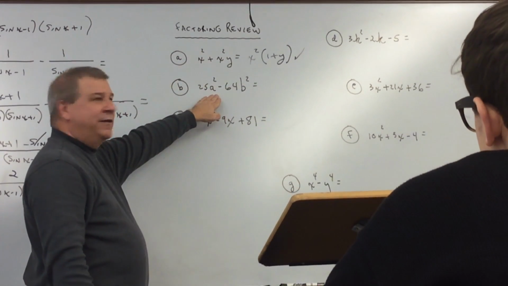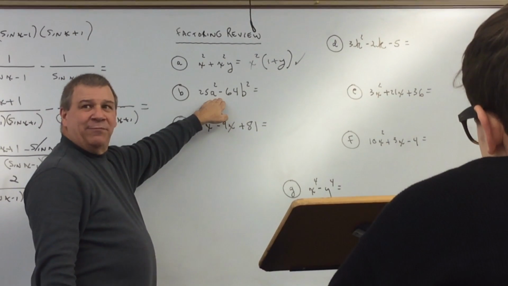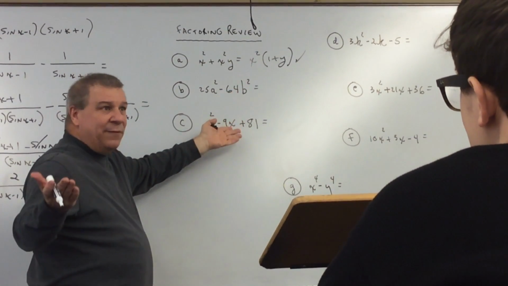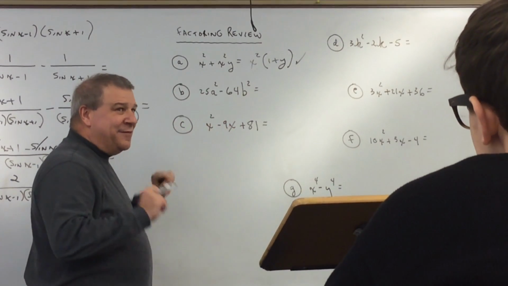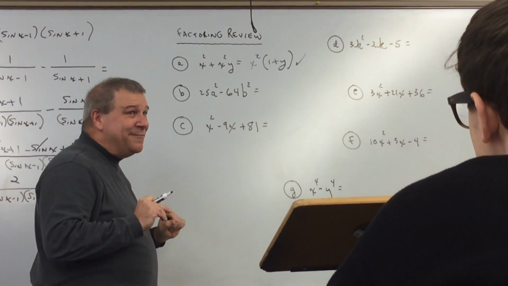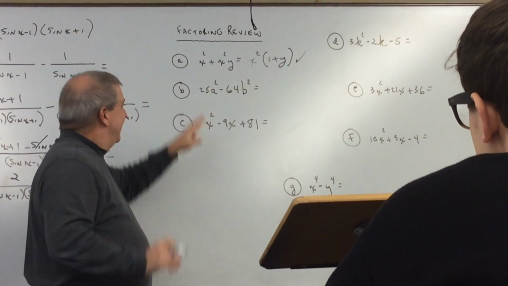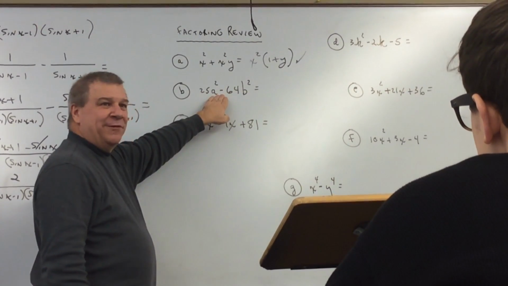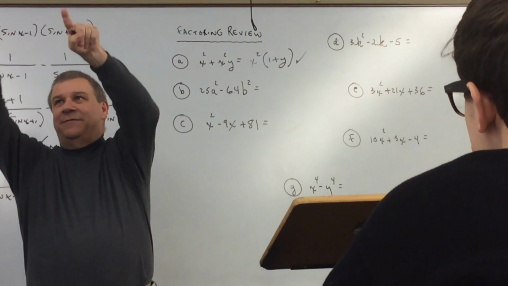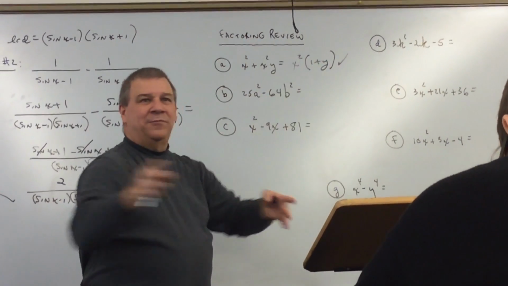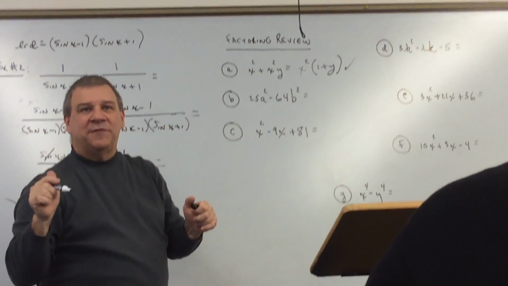Look at problem B. 2 perfect squares connected with a minus sign. Difference of 2 squares. Perfect squares, you know what I mean by perfect squares. Does anyone remember how you do that when you factor? 2 perfect squares connected with a minus sign. Look up here. You're going to have 2 binomials. What did we fill in the 2 binomials?